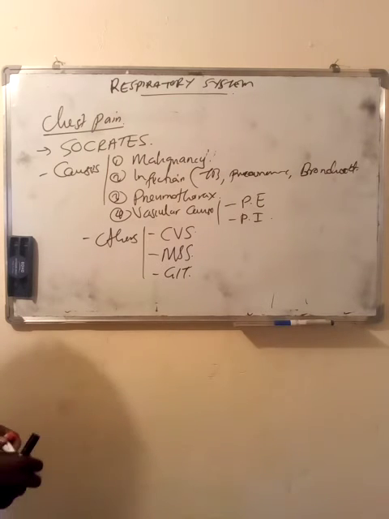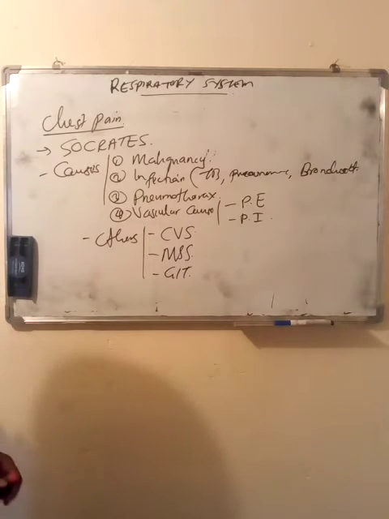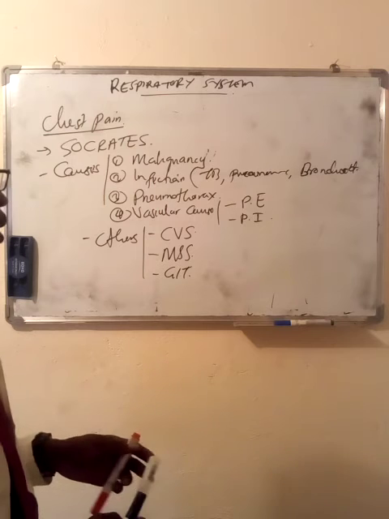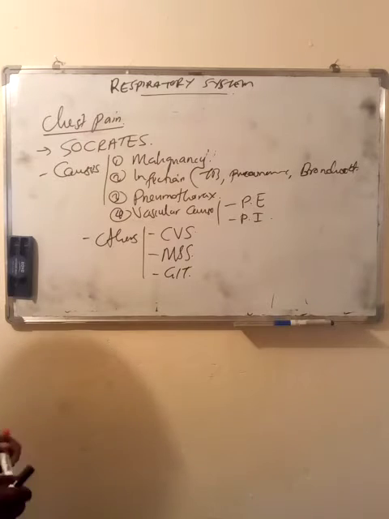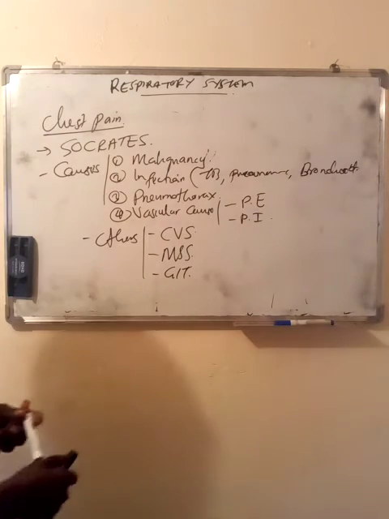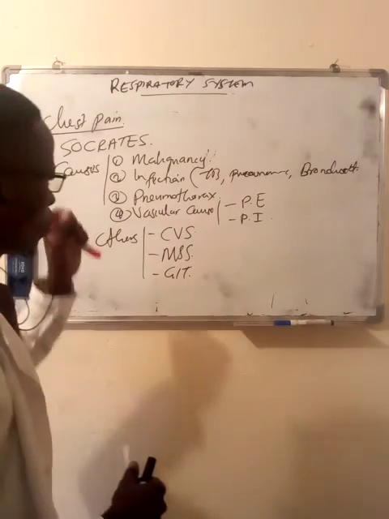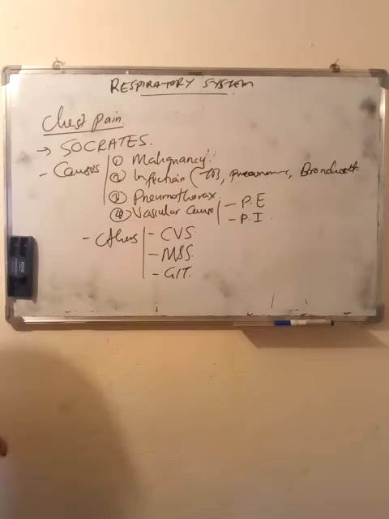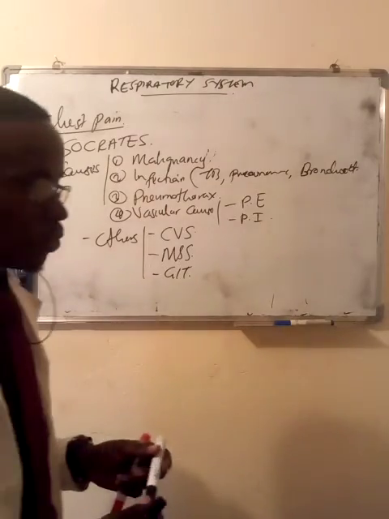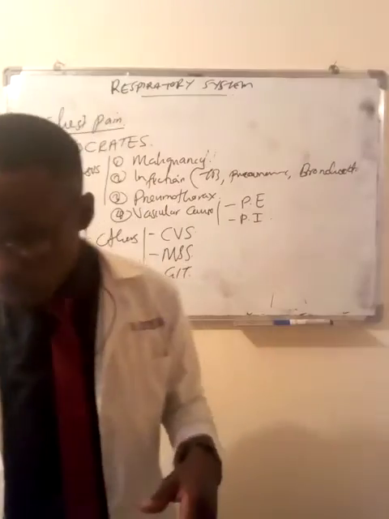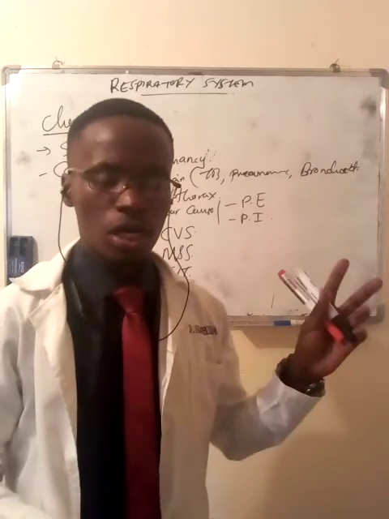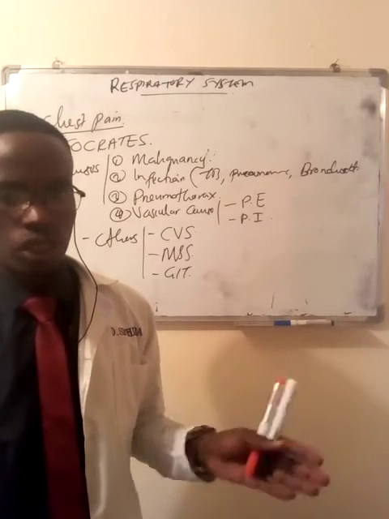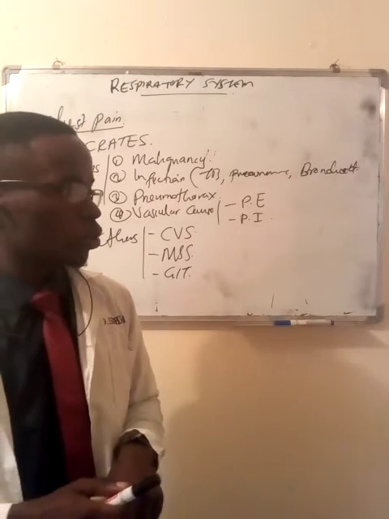Then you look at timing. When is it worse? Is it worse at specific times of the day or at specific days of the week? Then you also look at exacerbating factors and relieving factors. What makes the pain worse and what makes the pain reduce? Then you look at the severity. It depends on the patient that you're dealing with. If the patient is literate enough, you can give them a scale, maybe 1 to 10 or 0 to 10: how would you grade your pain?